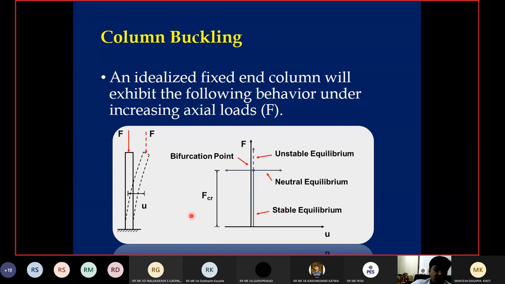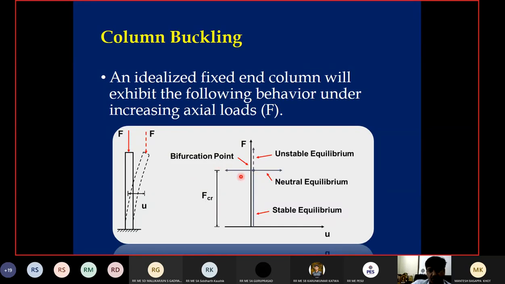And he tried to load it up, and then he found that there is a particular point that is called the bifurcation point, beyond which the column is going to reach unstable equilibrium. That means when a system is subjected to some type of loading, and the system is a longer, slender system, wherein the geometry and the stiffness are predominant, the critical loading, that is FCR or PCR, at that point is called the bifurcation point.